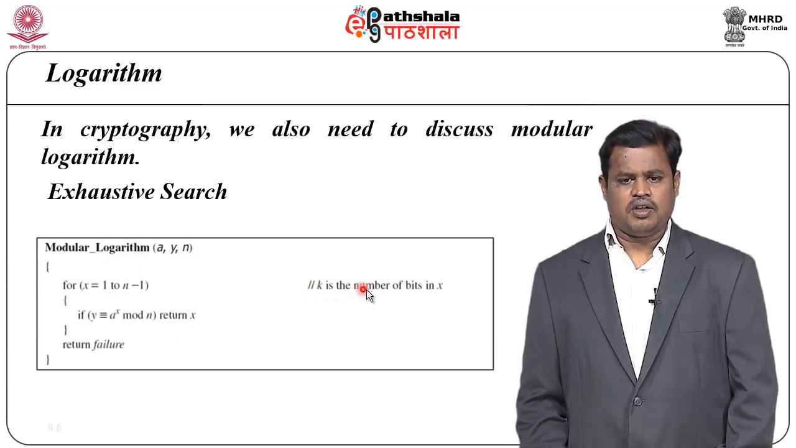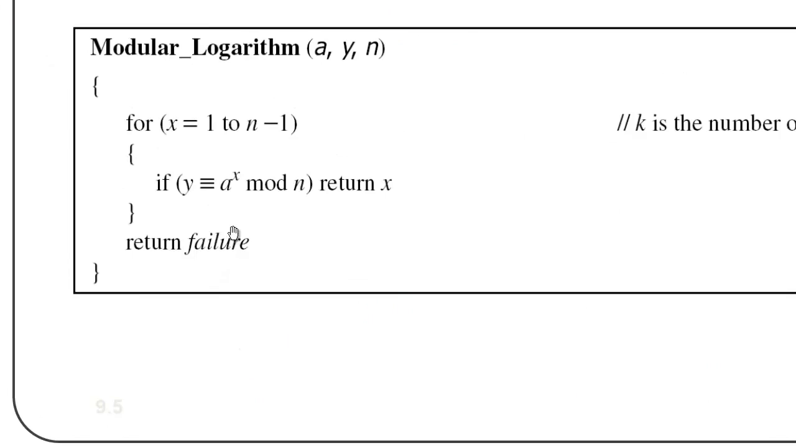If k is the number of bits in x, then from x equal to 1 to n minus 1 we do the exponentiation and try to get the value of x. Otherwise, it is going to be a failure.